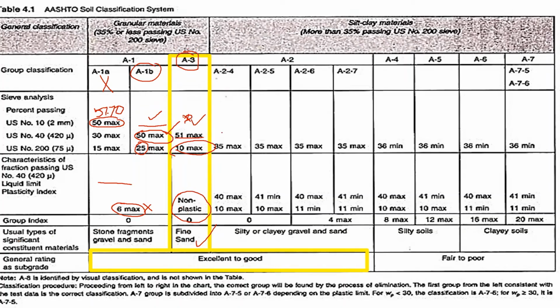If you are moving towards here, it means silt clay material. Now this is granular material. So we should not move towards this area because it comes under silt clay materials. But the problem was that more than 35% passing US number sieve 200. So we are not moving towards here. We should stay over here.